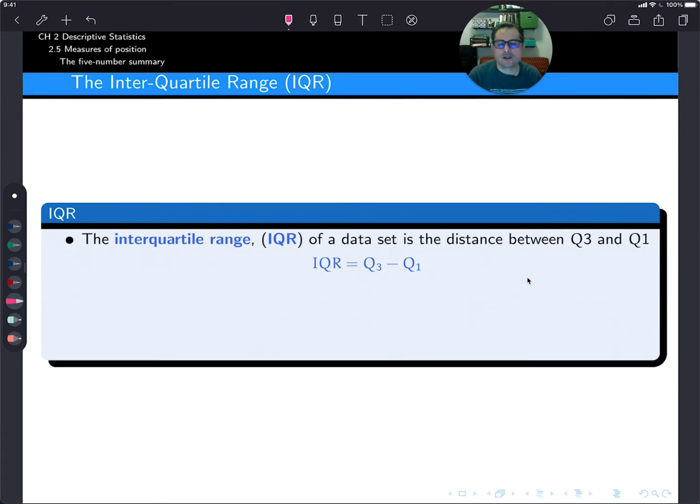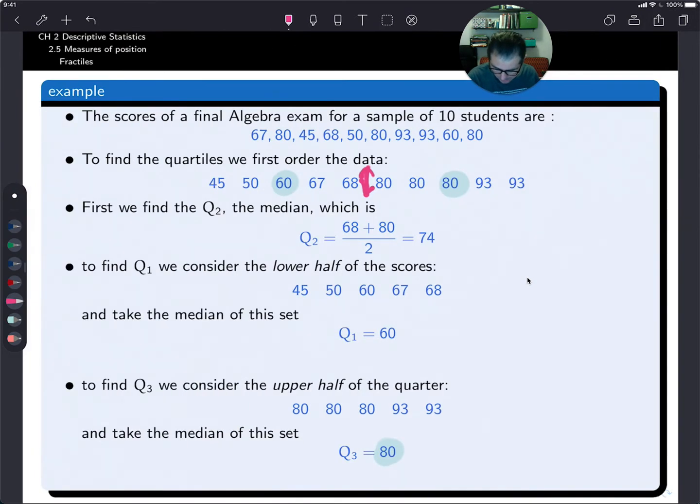It's not a problem. What do we use the median and the quartiles for? The first thing we're going to talk about is the interquartile range. We're going to just call it the IQR. The IQR is the distance between the first and the third quartile. So how far away is Q3 from Q1? In my example, that IQR is 20. Q3 minus Q1 is 20.